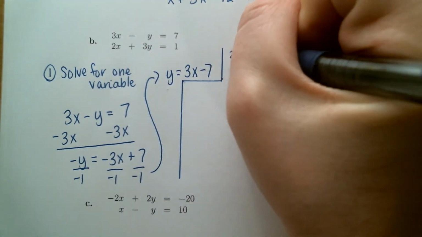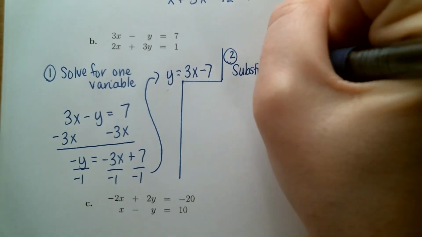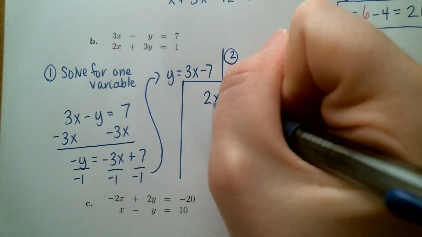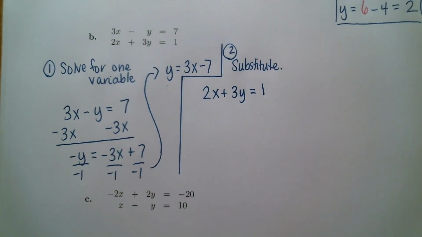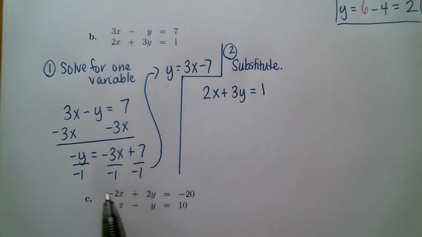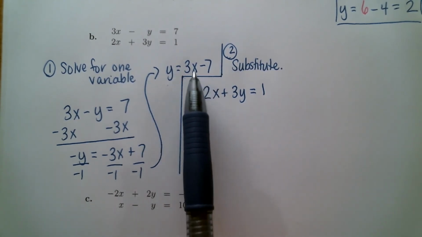So what we're going to do now is substitute. We are going to take the other equation. If you don't use the other equation, it's going to get you back to where you started, and you're going to end up confused, like, why isn't this working? You have to use the equation you haven't worked with yet. So here's our other equation. We're going to substitute this result. Everywhere we see a y, we're going to replace it with 3x minus 7.